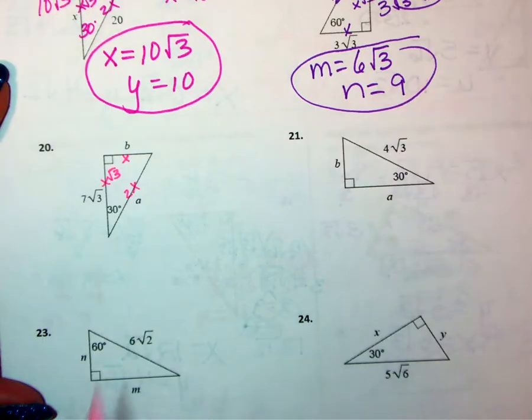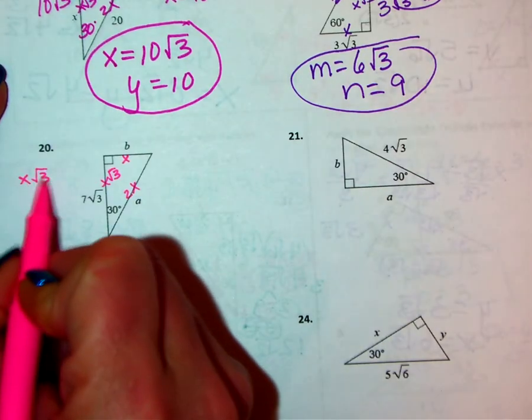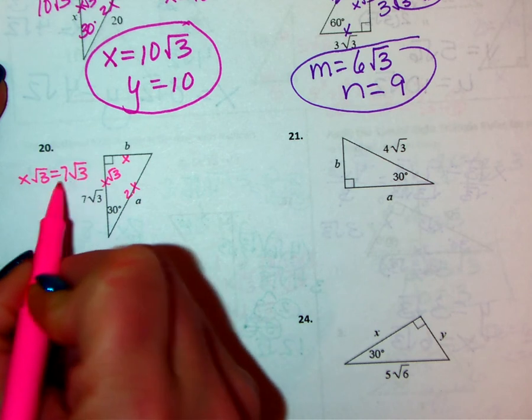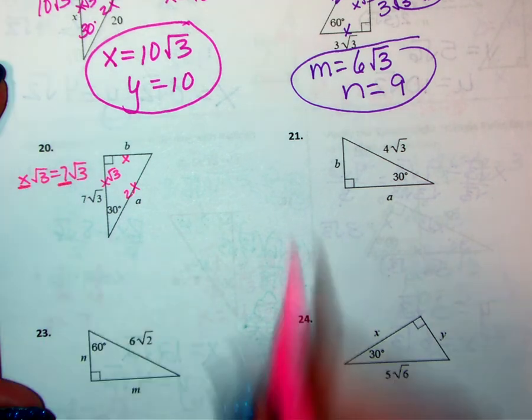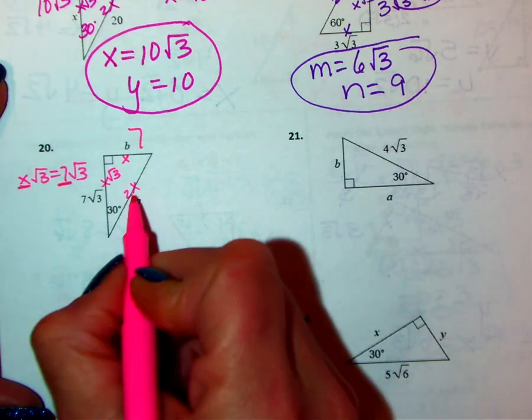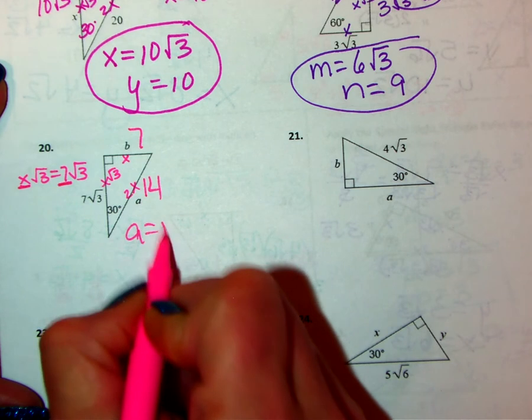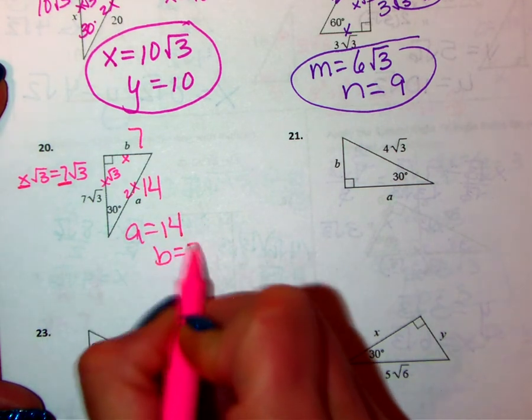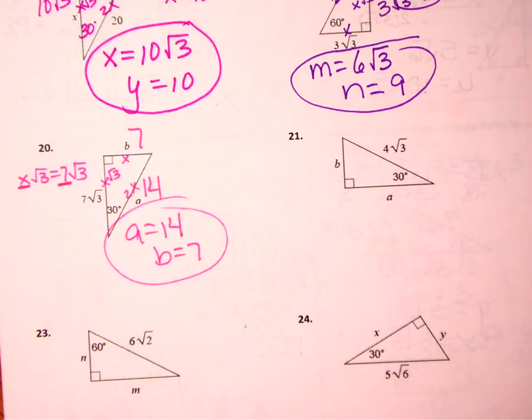Okay, x square root of 3, I like this one. X square root of 3 has to equal 7 square root of 3, so since they both have square roots of 3, I know x is 7, so that makes that side 7, times 2 makes that side 14. So a is 14, b is 7.